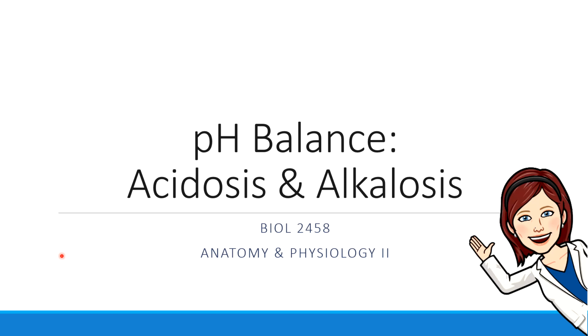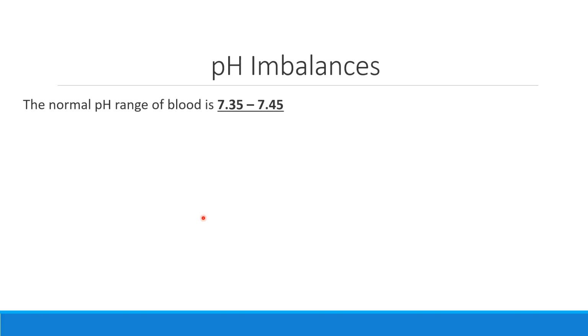In this short video, we're going to talk about what happens when we can't buffer the blood correctly. So we'll talk about the condition of acidosis, where our blood is too acidic, where the pH is too low, and alkalosis, where the pH is too high. We don't have enough hydrogen ions in solution.